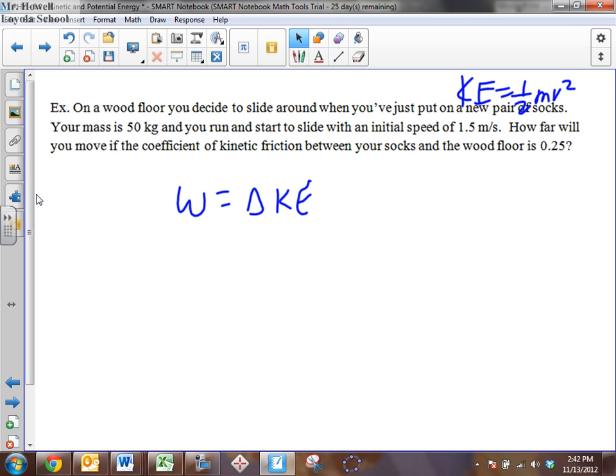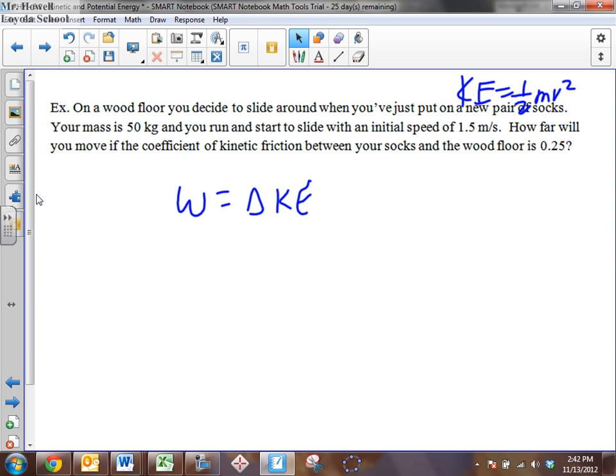So, on a wood floor, you decide to slide around when you just put on a new pair of socks. I did this the other day, and that's why I thought of it as a problem. I got a new pair of socks, and I was walking downstairs and slid a little bit too far. I thought of this while doing that, so I made this problem. A lot of your problems come up when things happen to me. Wait, you live in a brownstone? No, he lives in his grandma's house, just fixing the house up.